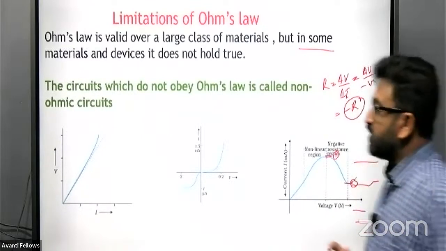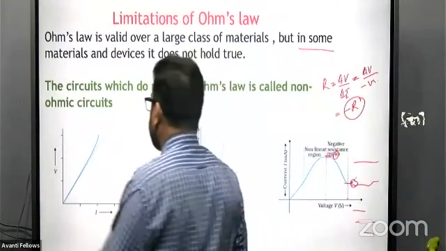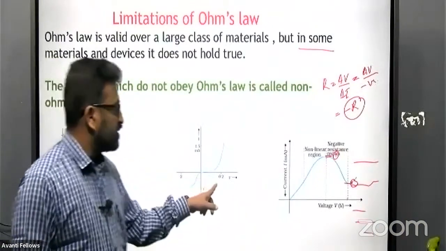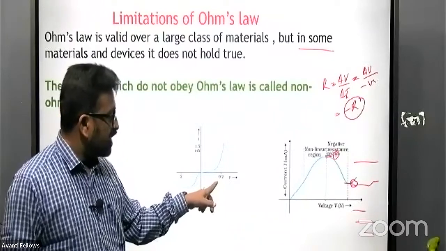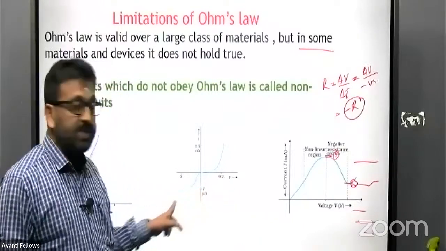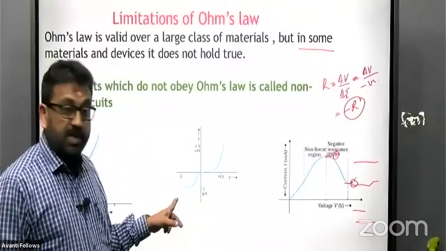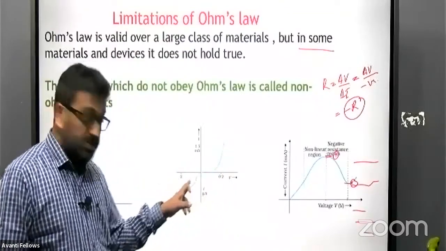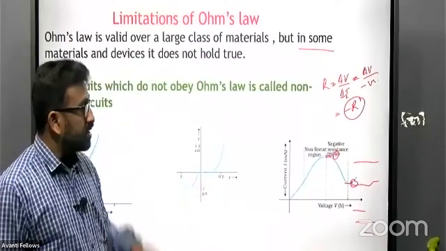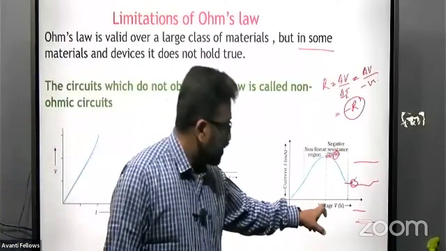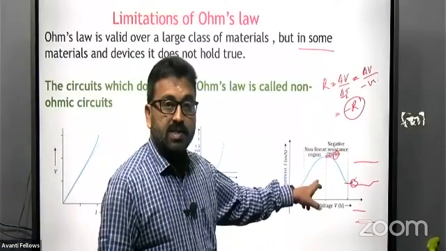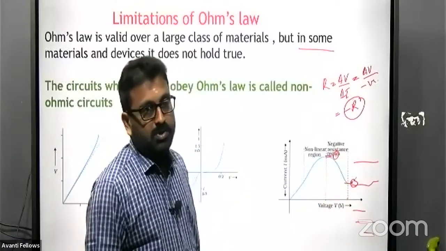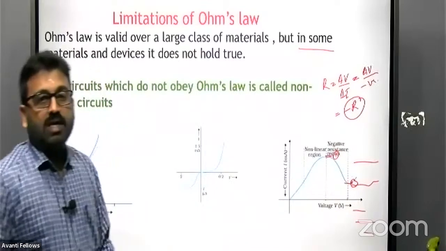So remember the limitations. 1, at high voltages and currents, it deviates from the actual behavior. 2, it is showing different types of relationship for positive as well as negative voltages. For positive voltages, it is showing one kind of relation, and for negative voltages, it is showing another kind of relation. So this is another limitation. And 3, for the same plot, it is showing positive resistance region and negative resistance region. So this is another limitation of Ohm's law. 3 different types of limitations.